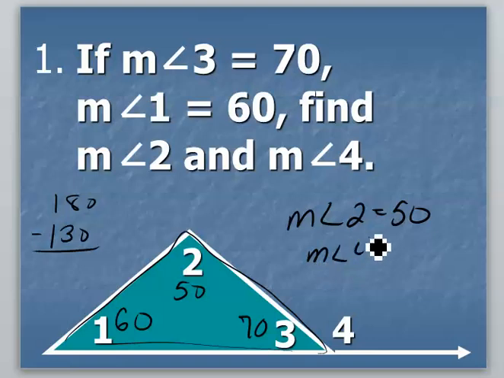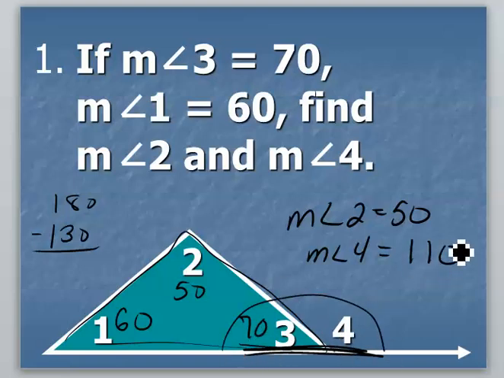We also need to find the measure of angle 4. Angle 4 is not only adjacent to angle 3, the one right next to it, but it's also supplementary to angle 3. So to find angle 4, I'm going to take my 180 degrees that makes a line and subtract 70. Angle 4 would be 110 degrees.